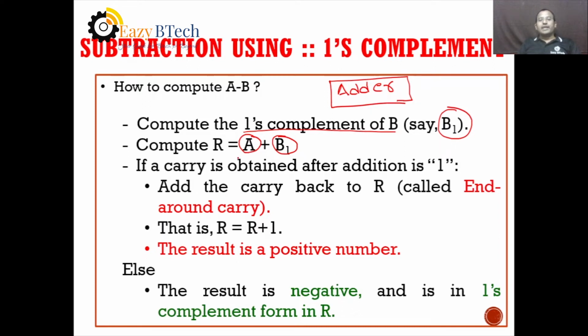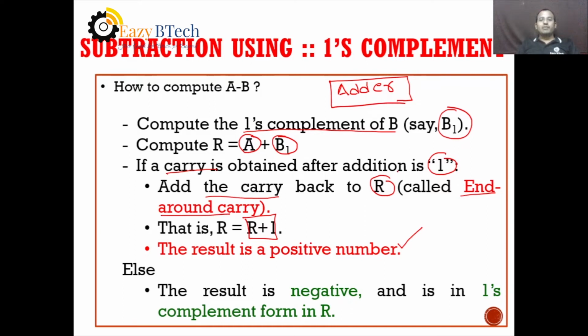Then if we obtain any carry after the addition operation, the next step is we have to add that carry back to the result. Whatever result we get after this addition operation, if we get a carry, that carry we have to add back to the result. This is known as end around carry. So if you get a carry, we have to add 1 to that result. This indicates the result is a positive number.